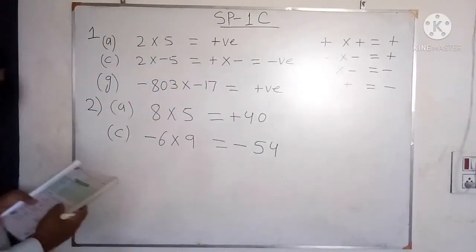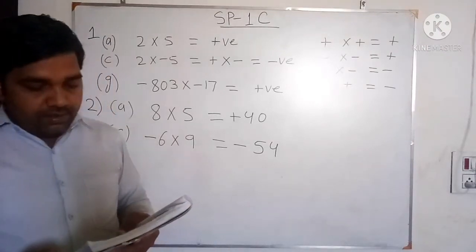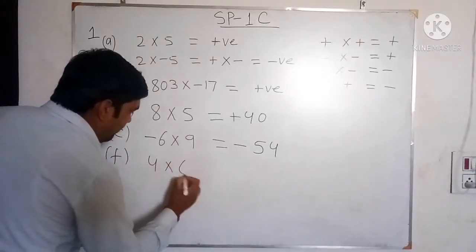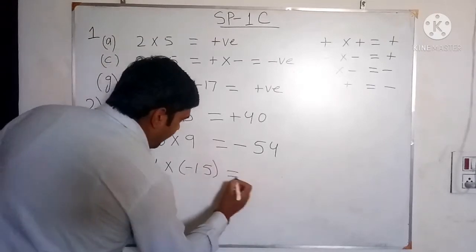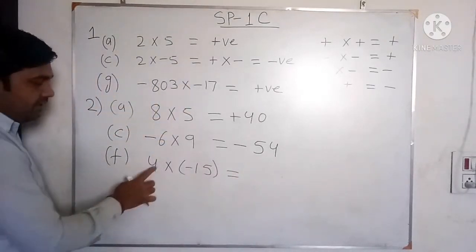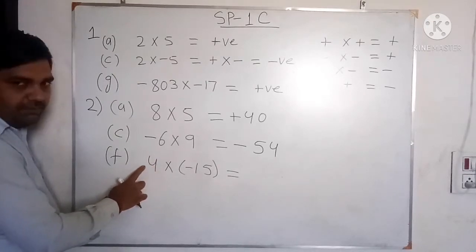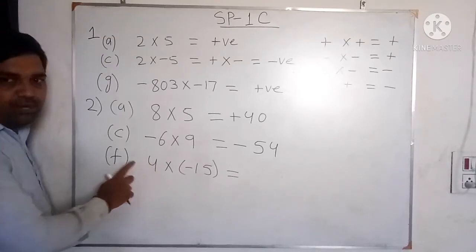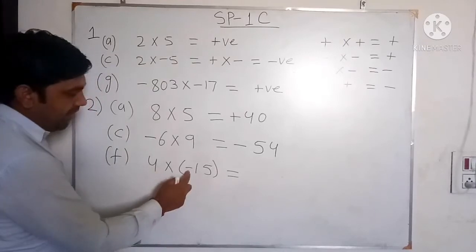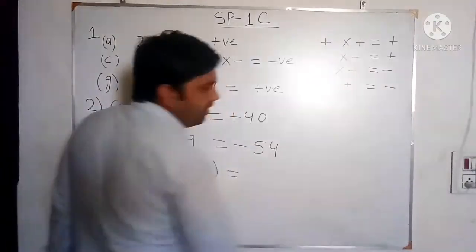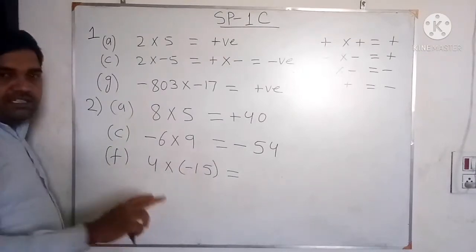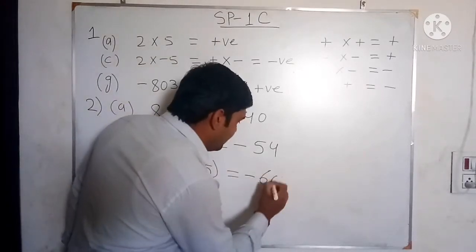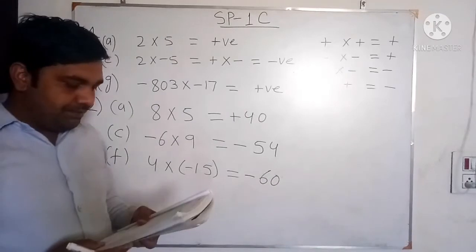Now see the next question. Question number F, 4 multiply minus 15. Here the sign of the integer 4 is plus, because no sign is written before the number 4. This means it is the positive integer. So plus multiply with minus sign gives you minus. The product of two different signs is always negative. So here you get the sign minus, and 15 4s are 60. So the product will be minus 60.